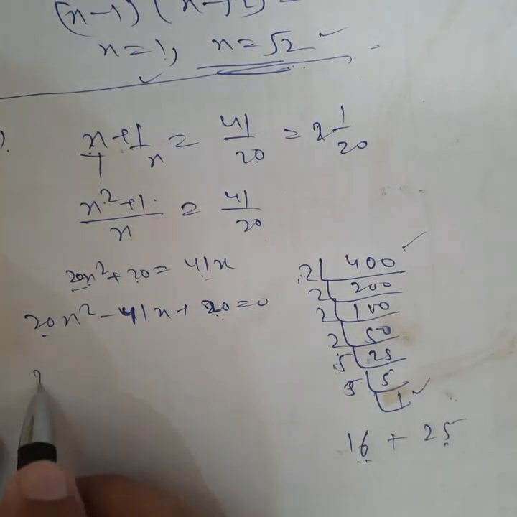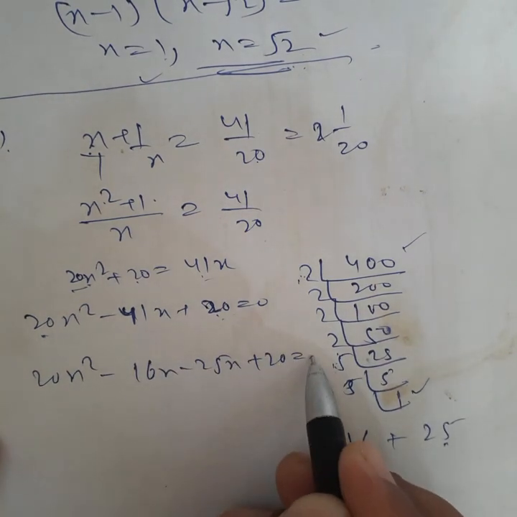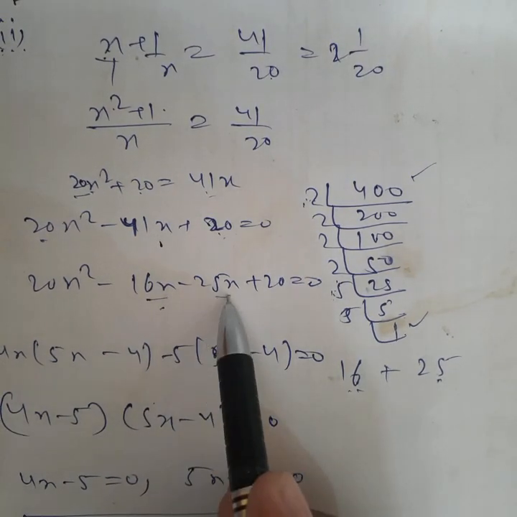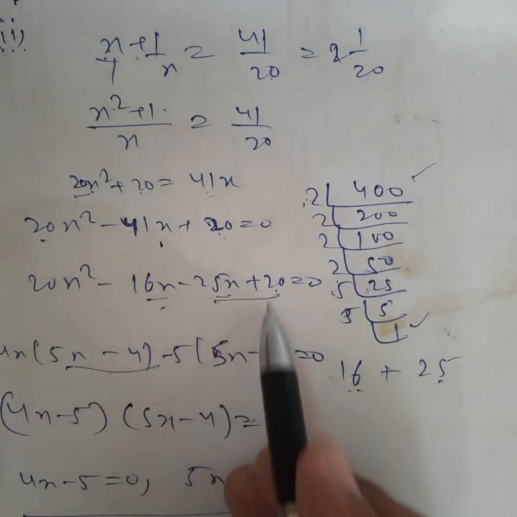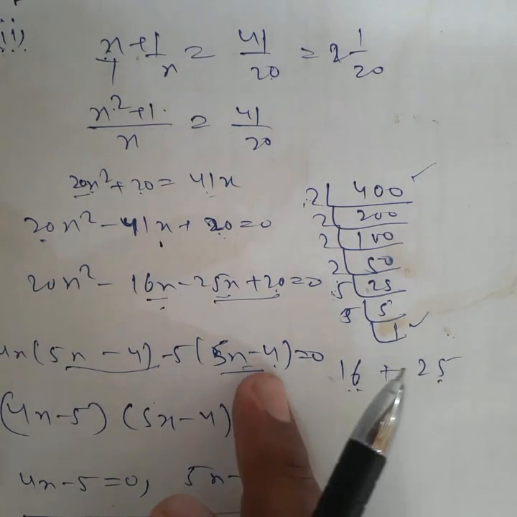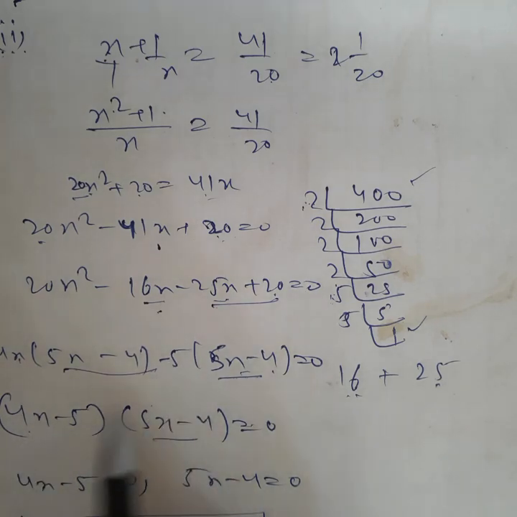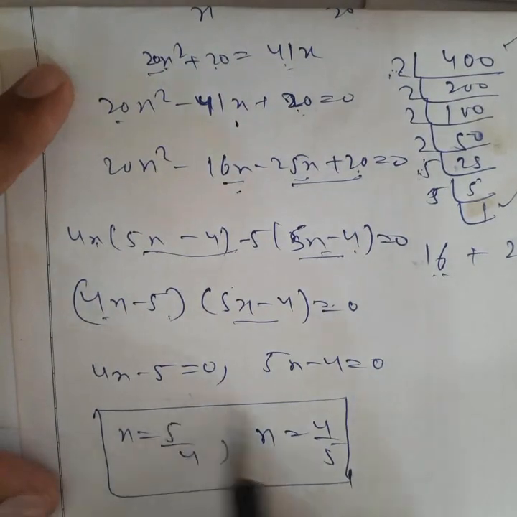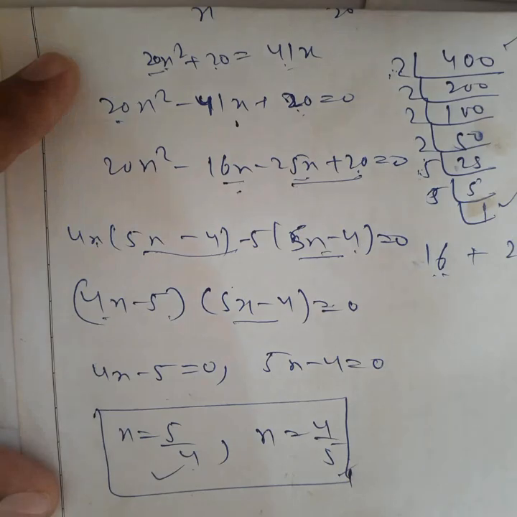So 41x can be broken into 16x minus 25x, plus 20 is equals to 0. Now taking 4 as common, we will get 5x minus 4. Taking 5 as common, we will get again 5x minus 4. Now 5x minus 4 is taken common, so we will get 4x minus 5. Now equating both these terms to 0, we get x equals 5 by 4 and x equals 4 by 5. So these are the roots of the given equation.